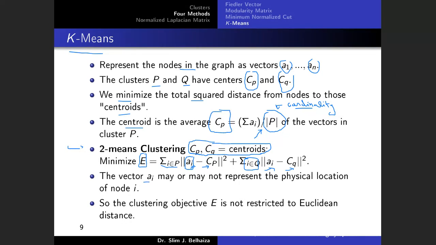Of course, the vector AI may or may not represent the physical location of a node. It may represent something else, for example, the weight or something like this. So the clustering objective E is not restricted to Euclidean distances. It might be, let's say, geocoded distances. I mean, real distances, or road distances, travel times, stuff like this. Okay.